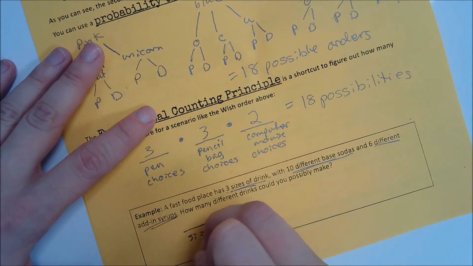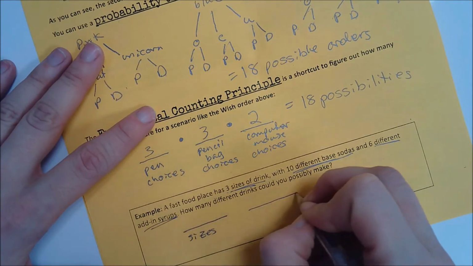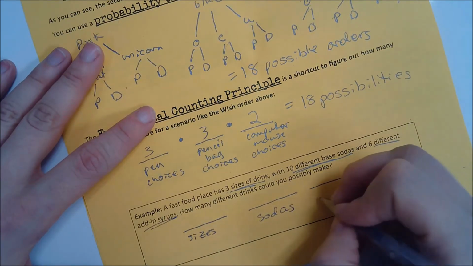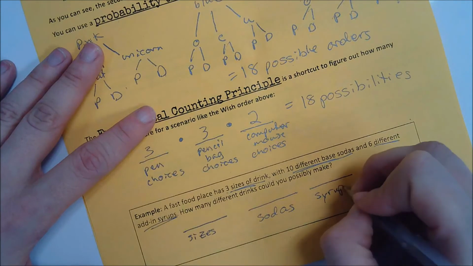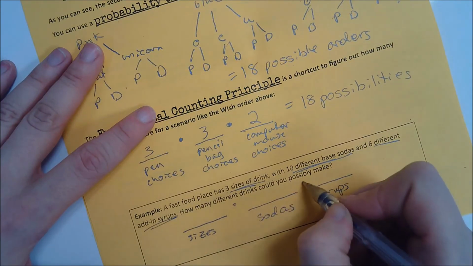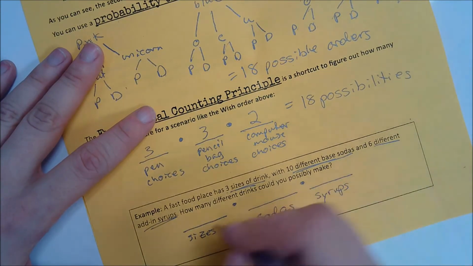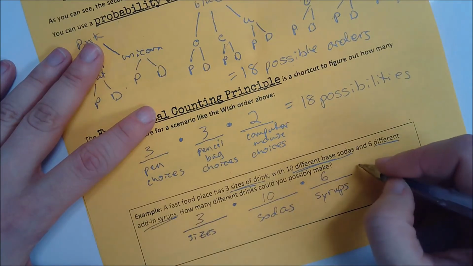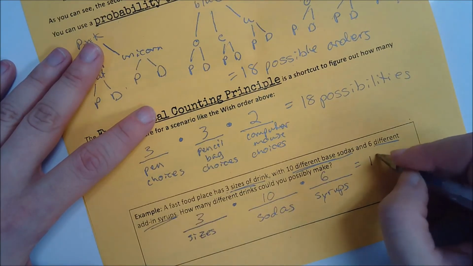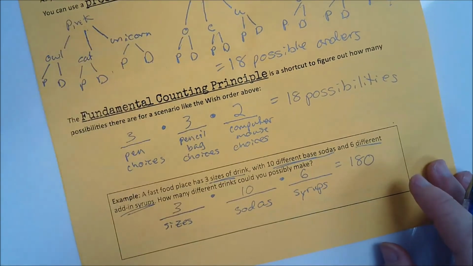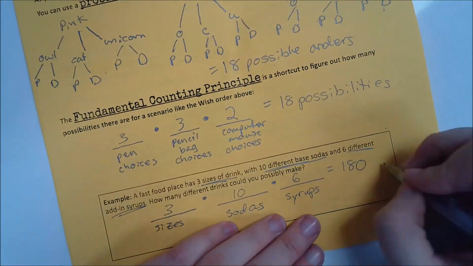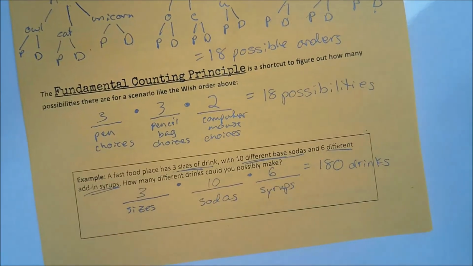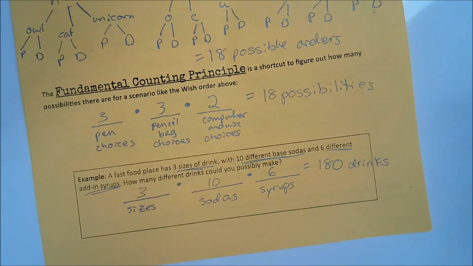So sizes, sodas, syrups. Multiply them together. 3 sizes, 10 different sodas, 6 different syrups, and that is 180 different drinks that you could make. And just from those few choices.